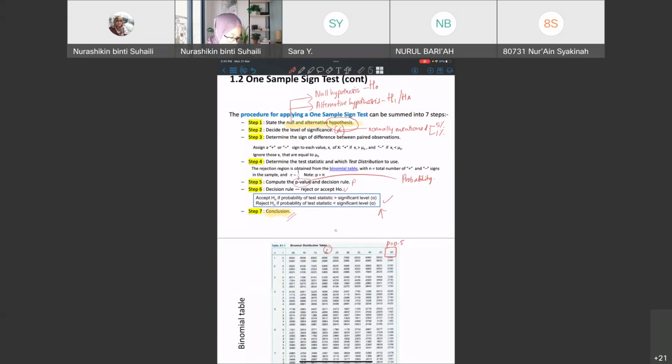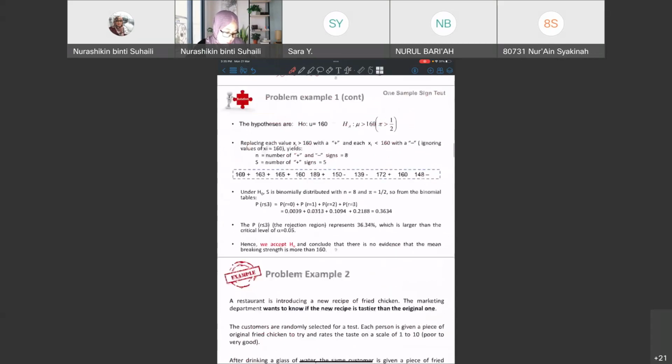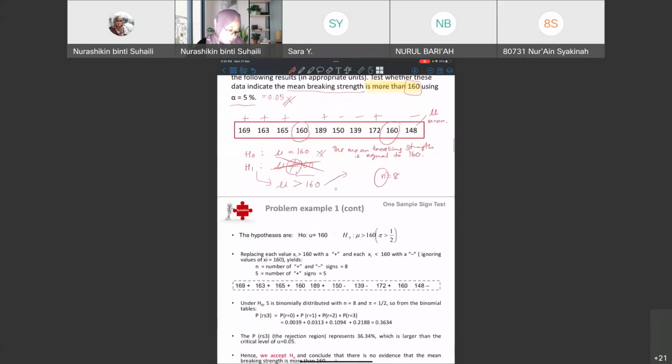Step 4, determine the test statistic and which test distribution to use. The rejection region is obtained from the binomial table with n equal to the total number of plus and minus signs. Okay, what is meant by this step number 4? What you have to do is, let's write down here. N equal to 8, number of plus is equal to 1, 2, 3, 4, 5, right? Number of minus is equal to 3.